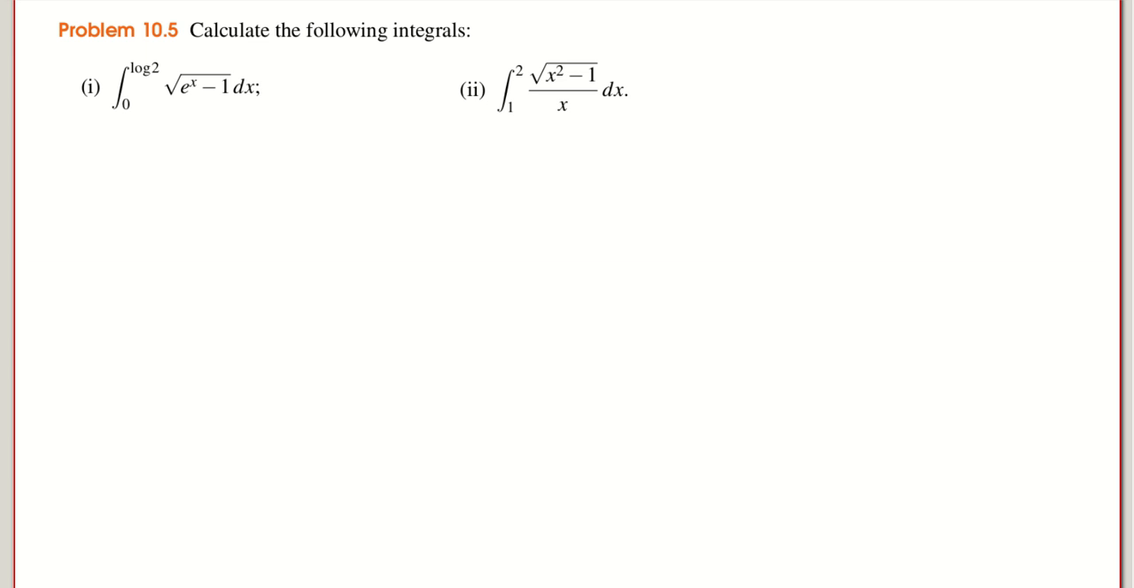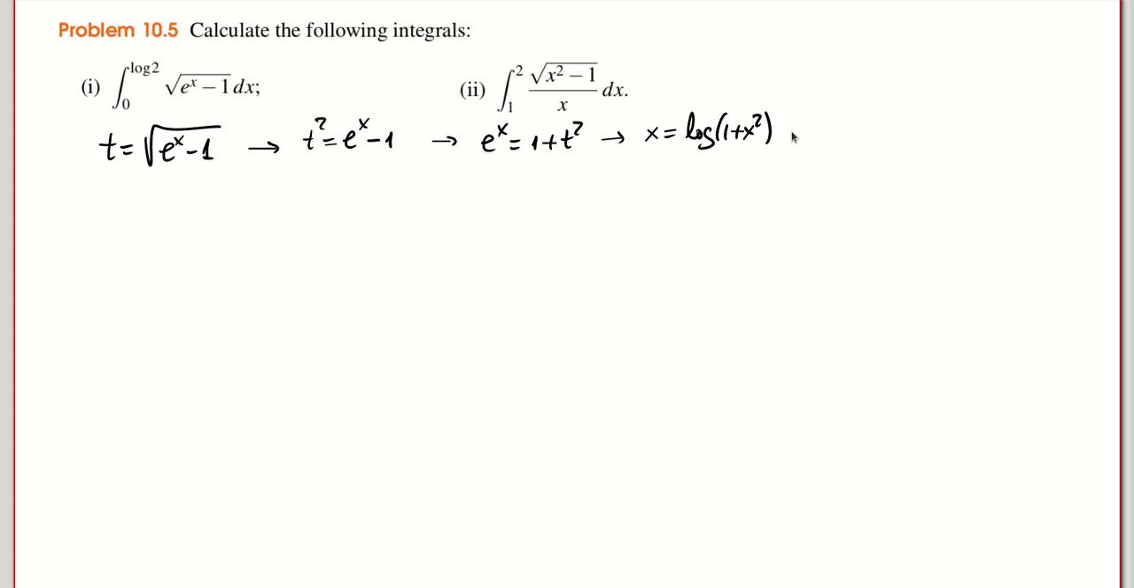We have to calculate these two integrals, and the most appropriate way to calculate them is using a change of variable, right? So for instance, in this first one here, the change of variable that looks appropriate is this one. If you have this, then t squared is the exponential minus 1. So the exponential is 1 plus t squared, and x is the logarithm of 1 plus t squared.